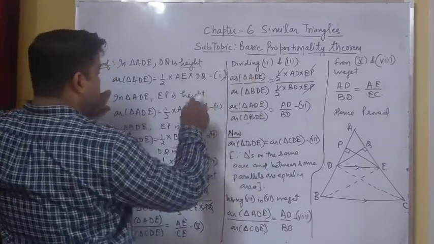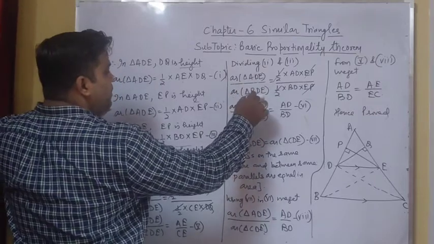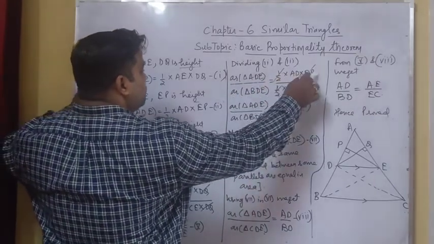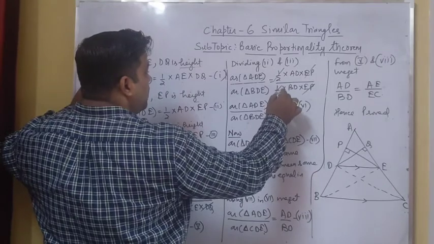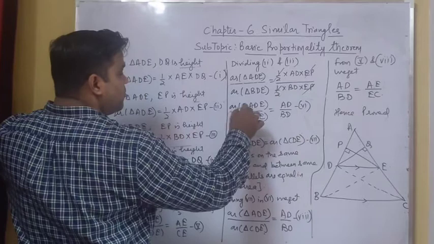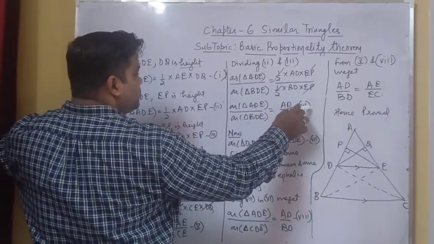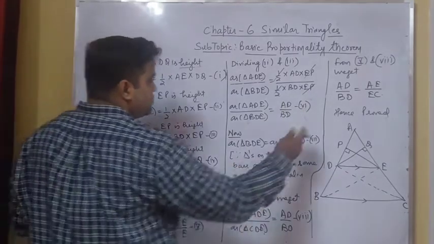Similarly, on dividing equation number second and third, we get area of triangle ADE upon area of triangle BDE equal to half into AD into EP upon half into BD into EP. So this cancels out each other, we get area of triangle ADE upon area of triangle BDE is equal to AD upon BD, and we consider it as equation number 6th here.